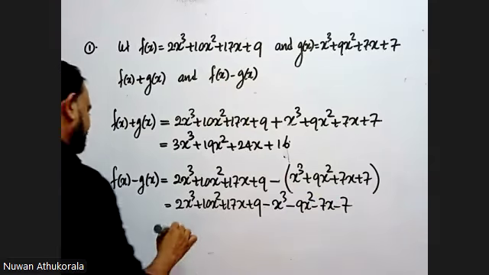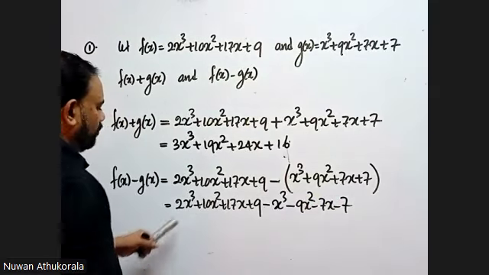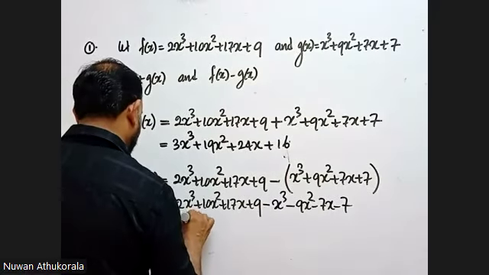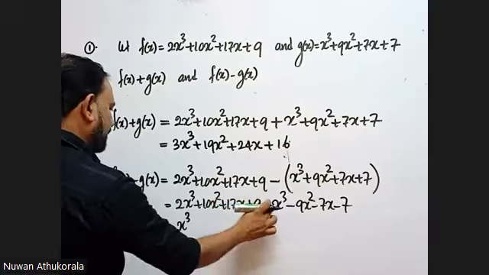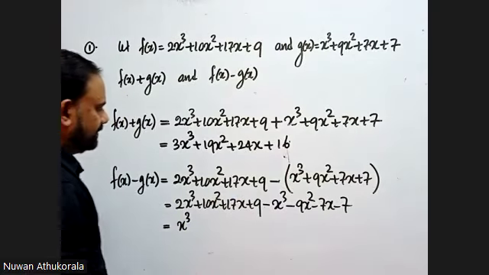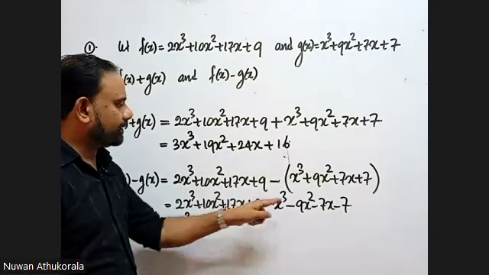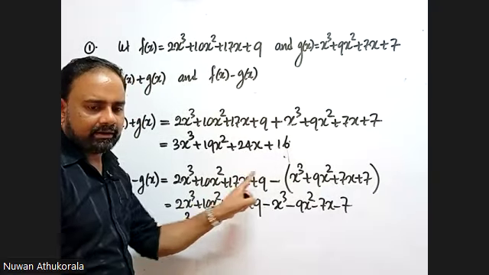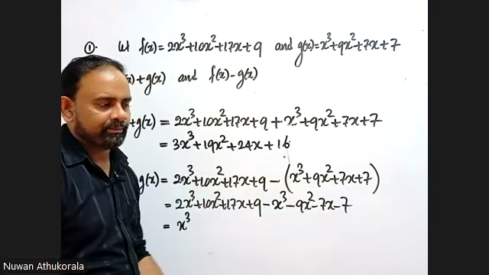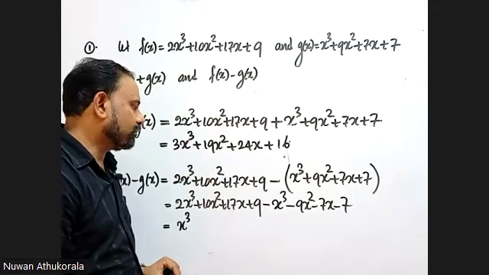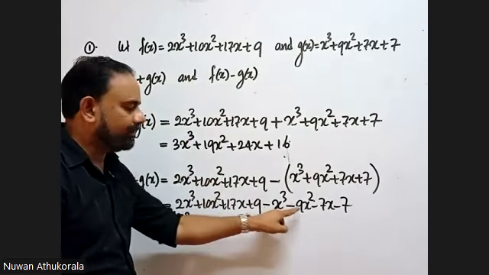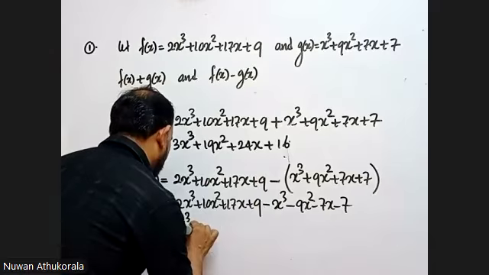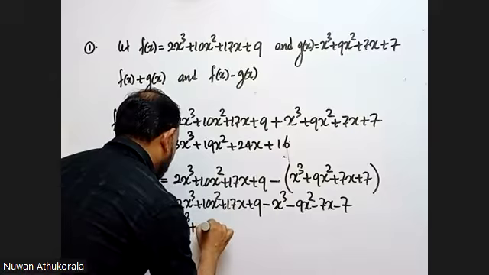Then simplify the function. 2x cubed minus x cubed become x cubed. 2 minus 1 is 1, right? There are two terms including x squared, 10x squared, then minus 9x squared. Then simplify the coefficient. 10 minus 9 become 1. No need to write 1x squared.